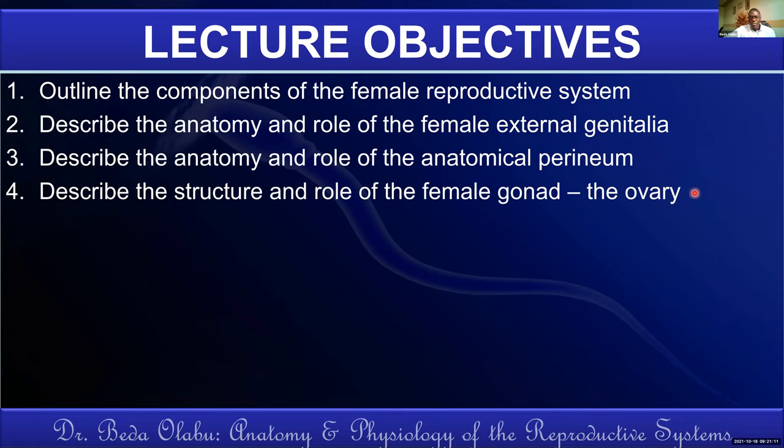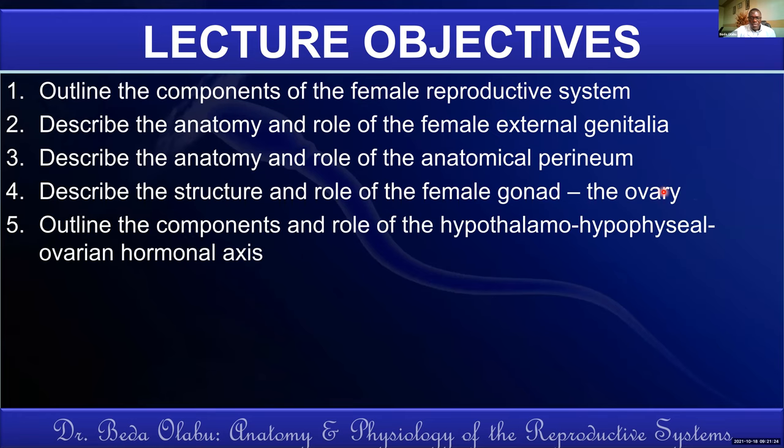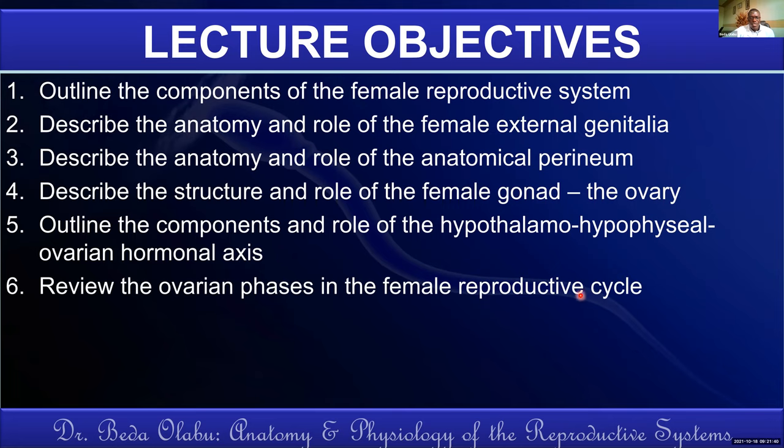Then, with regard to the female internal genitalia, we'll talk about the structure and role of the female gonad, which is the ovary. We'll also talk about, at that point, the hormonal axis that controls the female functions. We call it the hypothalamus hypophyseal ovarian hormonal axis. We'll then look at the ovarian phases during the female reproductive cycle. In each cycle, what are the ovarian phases?